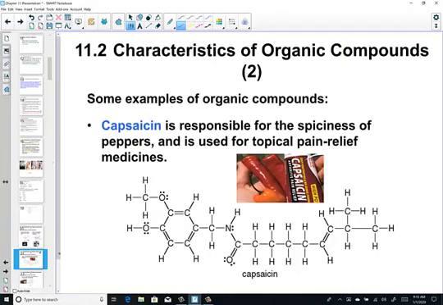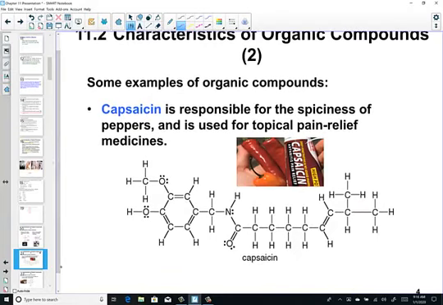Some examples of organic compounds continued: capsaicin is responsible for the spiciness of peppers and is used for topical pain relief. Look how complex this molecule is. And yet what do we see in common? We see a lot of carbons bonded to hydrogens. We see some oxygens present. Here I even see a nitrogen present in this compound as well. Sometimes I notice that there's C single bond OHs, and sometimes I notice that C can be double bonded to oxygen. Here I'm even noticing that a C can be double bonded to another carbon.